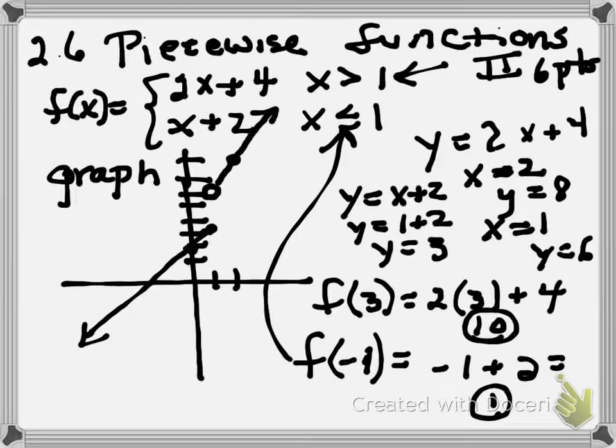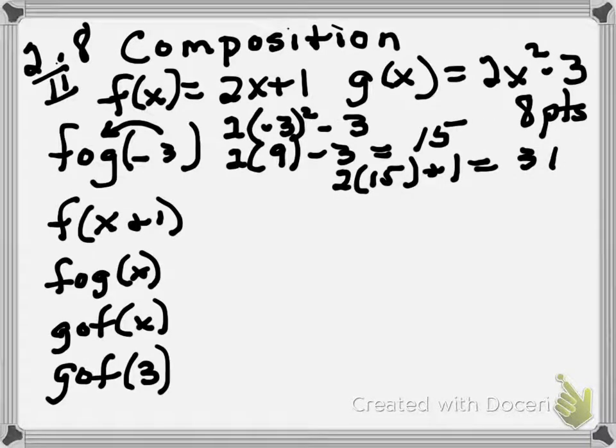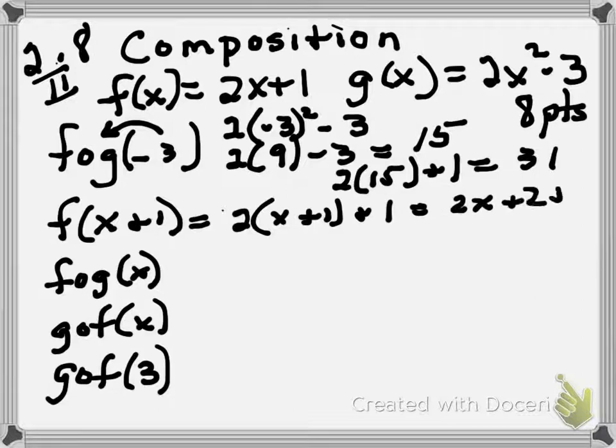Yes? So again, first the negative 3 goes into the g function. You get an answer, which in this case is 15. Then put 15 into the f function. Next, we're putting just x plus 1 into the f function. So that's 2 times x plus 1 plus 1, or 2x plus 2 plus 1, or 2x plus 3.